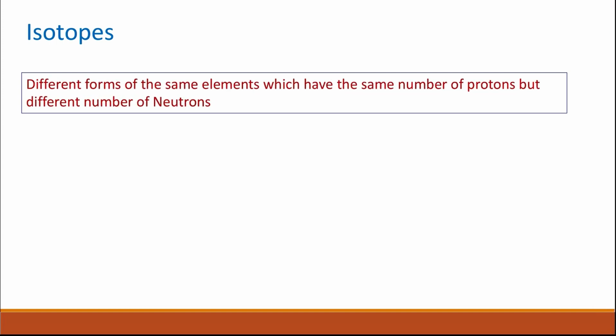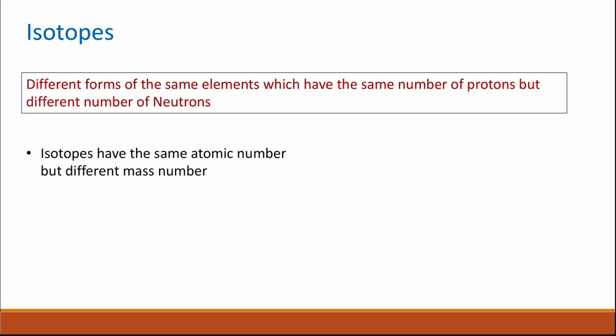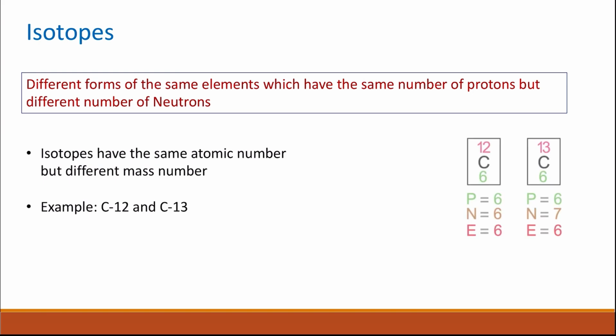Isotopes are different forms of the same atom which have the same number of protons, but they have different numbers of neutrons. This means that isotopes will have the same atomic number, but they're going to have different mass numbers. A typical example of isotopes are carbon 12 and carbon 13.